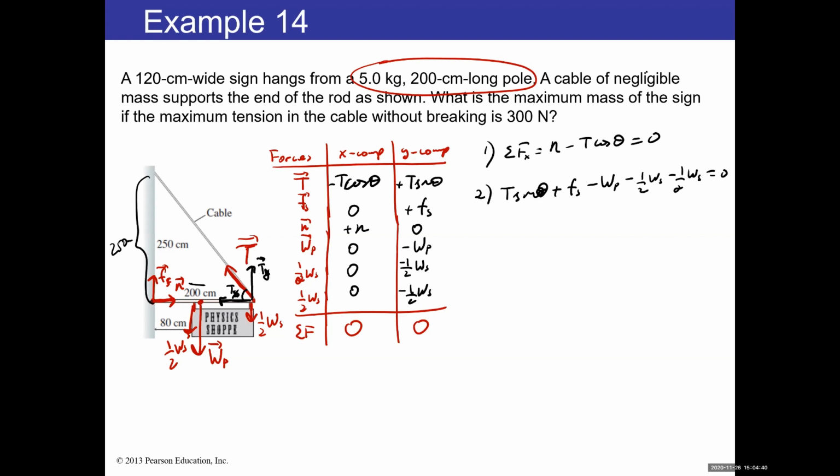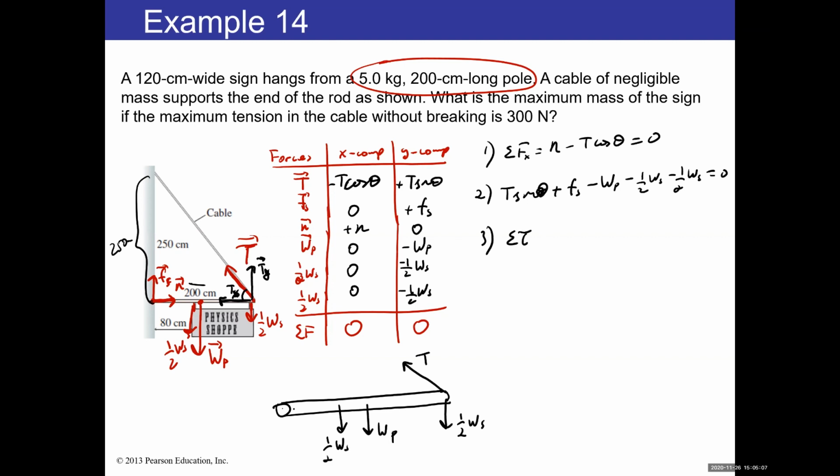But then there's also a third equation, which is the net torque, which should equal 0. And for the net torque, here's basically what I have. Think like this: this is the pole. I have forces acting on it. Here's the tension. Here's half of the weight of the sign, and here's the other half of the weight of the sign. Here's the weight of the pole. Then here's the normal force, and here's the static friction. Those are the forces acting.